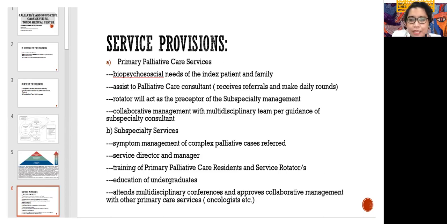Subspecialty services, wherein symptom management of complex palliative cases referred is being addressed. I am also the service director and manager, and the training of primary palliative care residents and service rotators is actually my task. Education of undergraduates is also included, and the attendance to multidisciplinary conferences and approval of collaborative management with other primary care services are being applied.